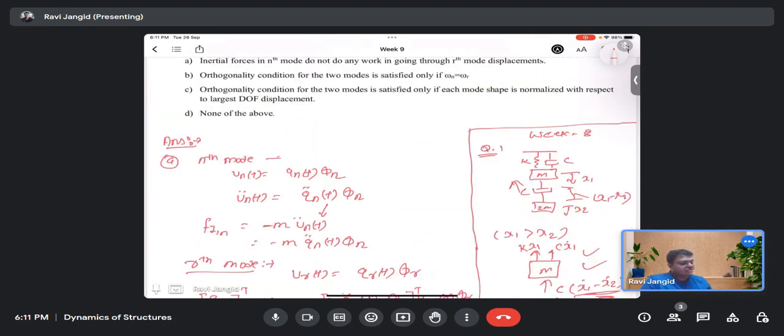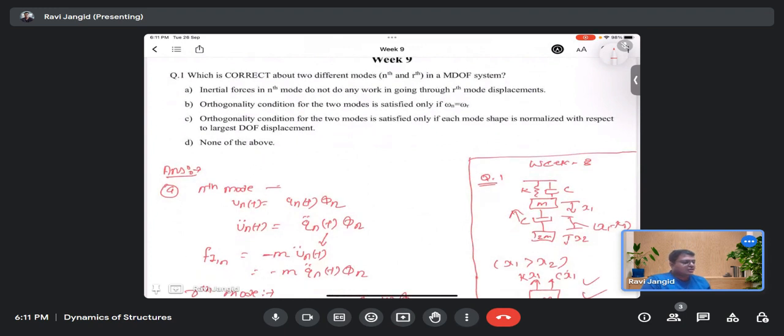Now come to question 2, or option B. Can you tell me when the orthogonality will be satisfied?